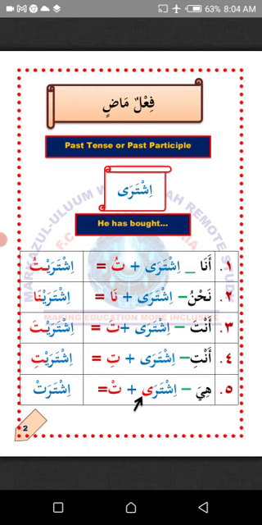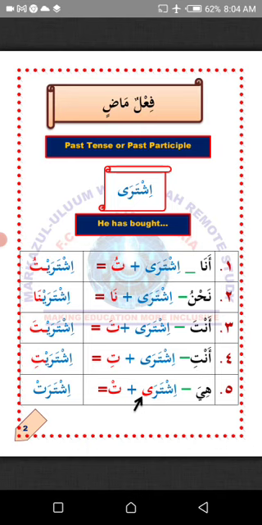Khamsa, number five. Hiya, she. So how do we change the verb ishtara to suit hiya? All you need to do is to attach ta'un carrying sukun to the last letter. So the verb ishtara will now become ishtarat. Now you may ask me, there was alifun written in the form of ya'un in ishtara.